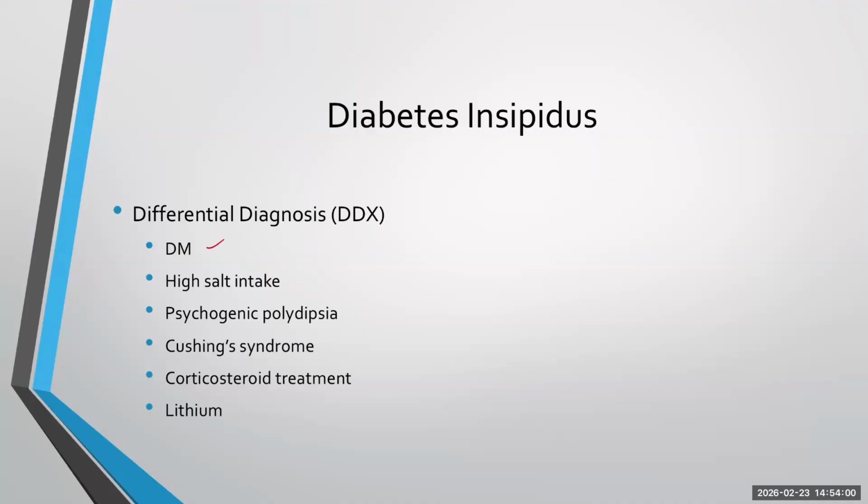Differentials: diabetes is one by itself, just diabetes mellitus, high salt intake, psychogenic polydipsia, Cushing syndrome, corticosteroid treatment, and lithium are differentials that will cause similar symptoms to the presentation for DI.